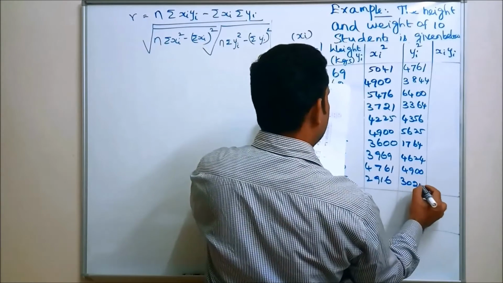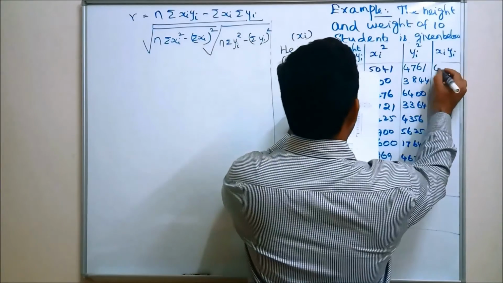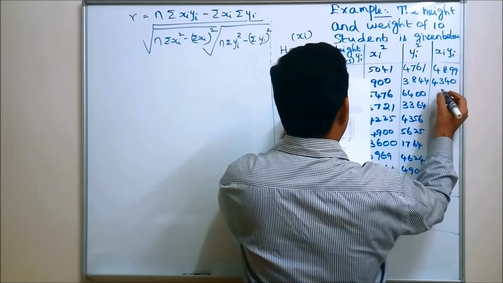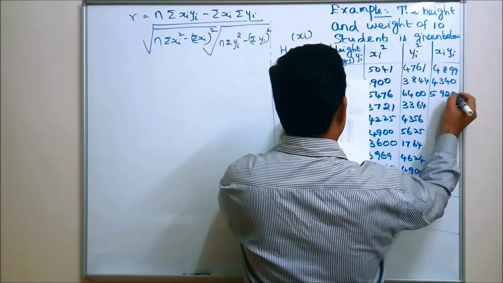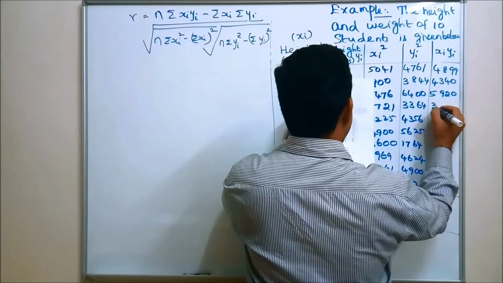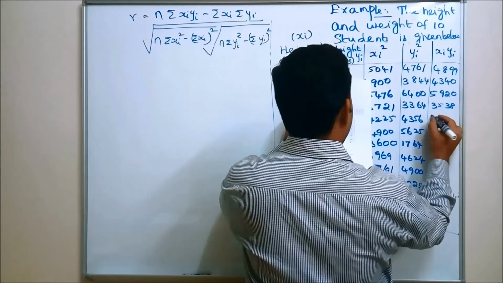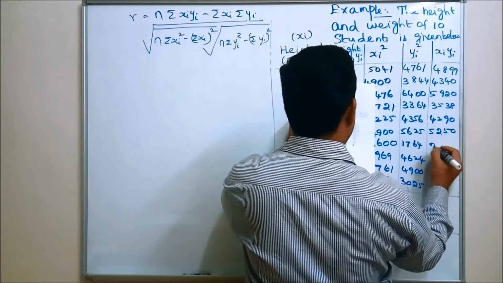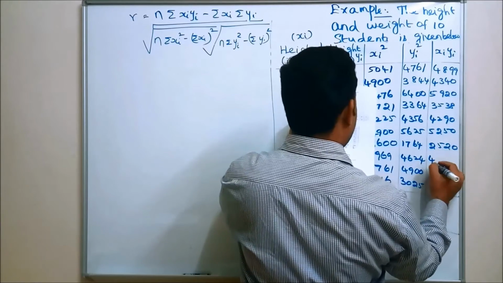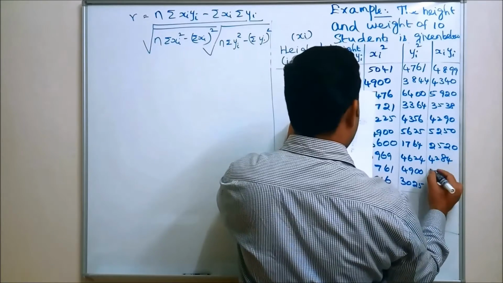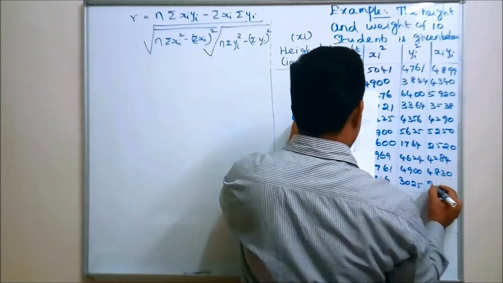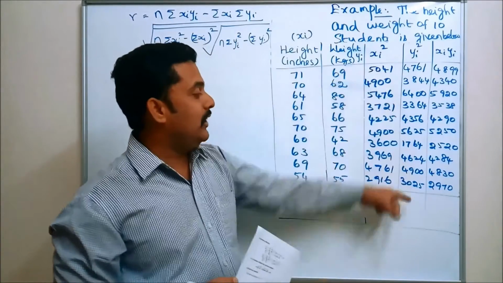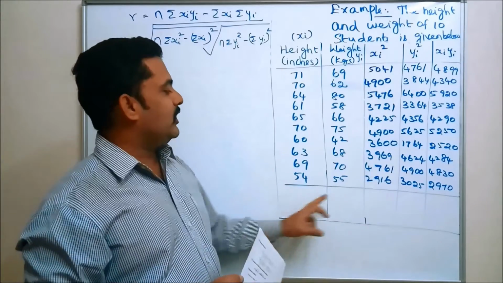4900 and 3025, and this is 4899, 4340, 5920, 3538, 4290, 5250, 2520, 4284, 4830, 2970. And after calculating this, let us find the total also.